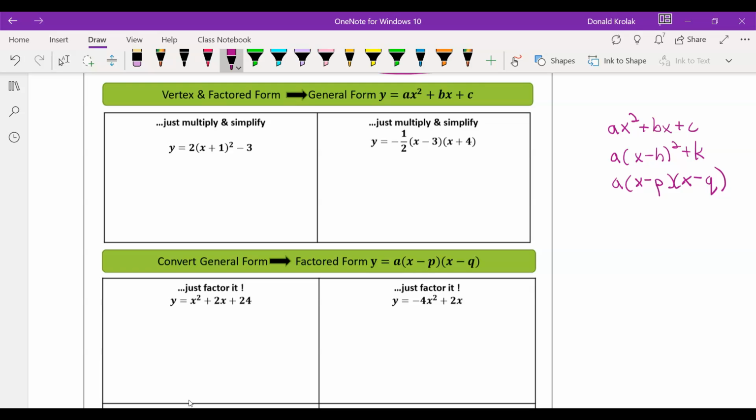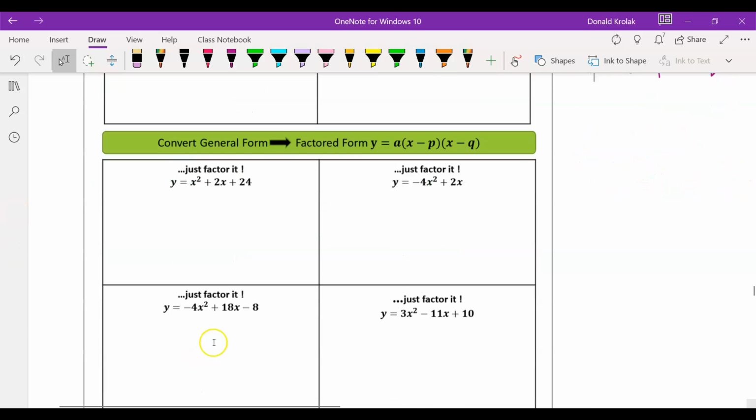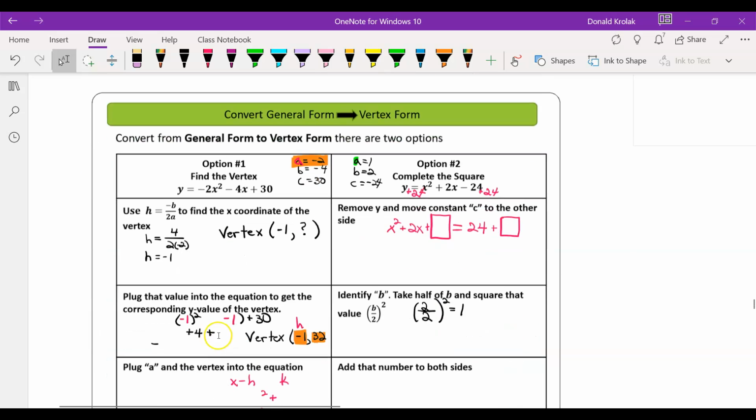So we could go from general to vertex. We can go from general to factored, and vice versa. You can change it from factored back to general, factored back to vertex, vertex to factor. I mean, you can switch between any of them. Then the other thing that we'll do, the second part of this lesson, is when you have a graph that's written in one of these formats, I wrote out the steps on how to graph them.